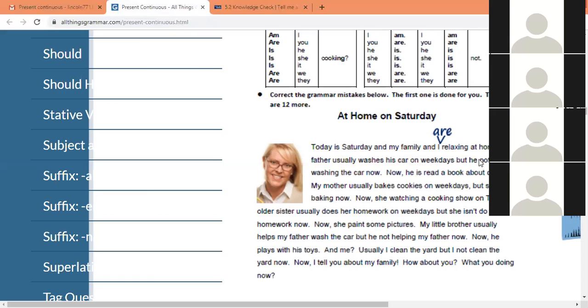Okay, Ernesto, my mother usually baking cookies on weekdays, but she's not baking now. But she is not baking now. Okay. Molina, now? Now, she is watching a cooking show on TV. Right.